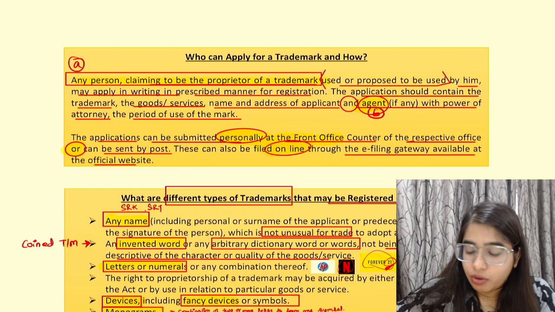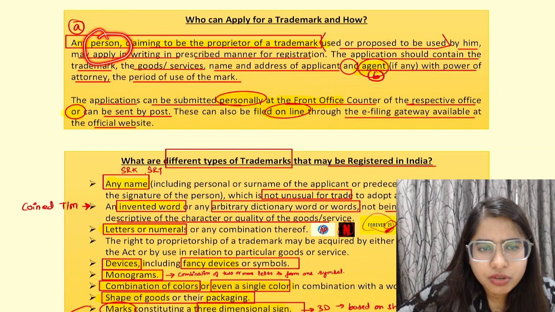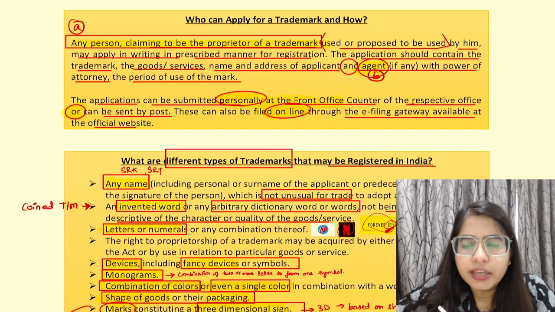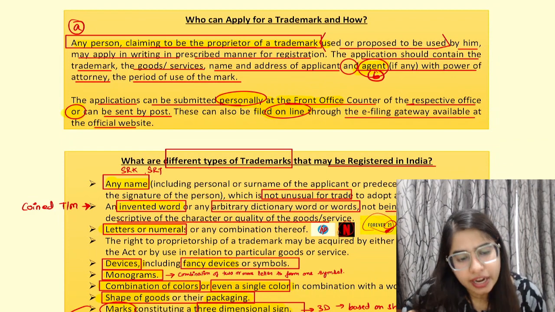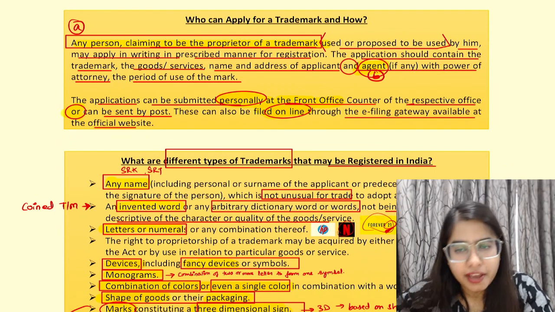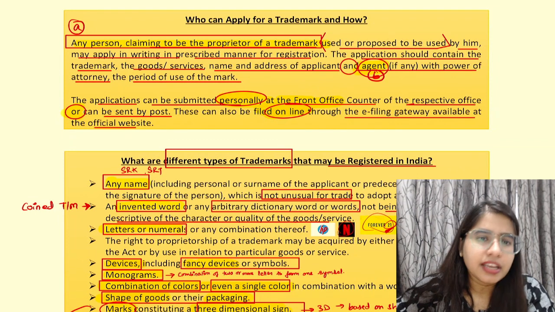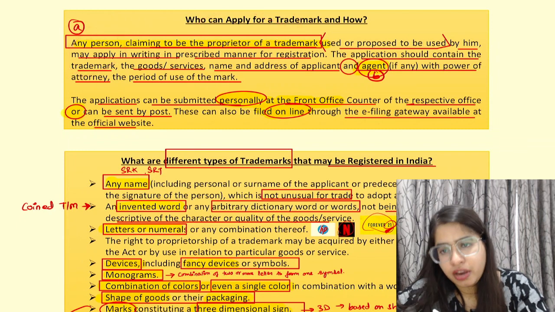Okay. Now the question is who can apply. Any person who's claiming to be the proprietor of a trademark, can he apply for the registration of the trademark? Of course, yes. Now let's say we have a brand name Yashas Academy. We want to register Yashas Academy as a trademark. Who can apply for registering the trademark? Nilesh sir can apply. Yes. A person who's claiming to be the owner of that trademark.